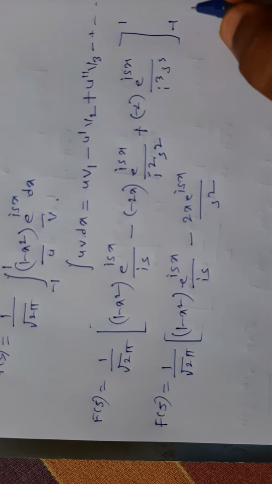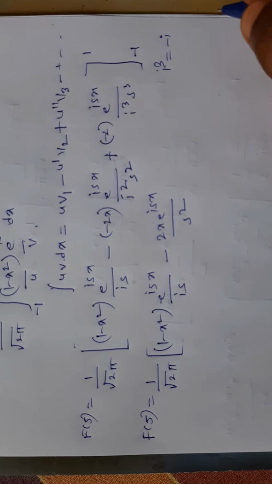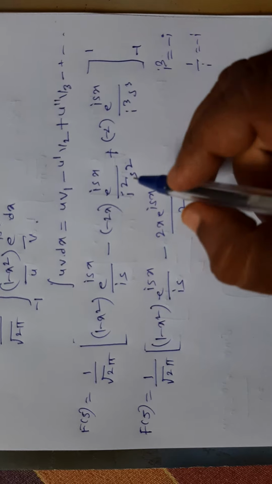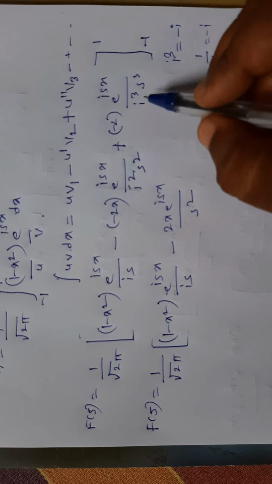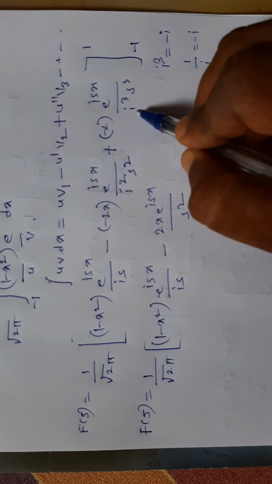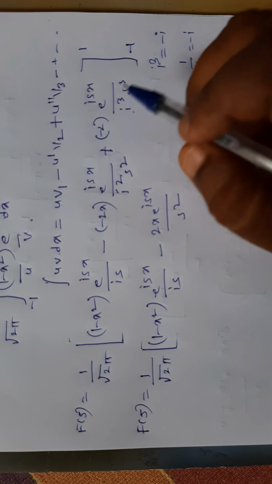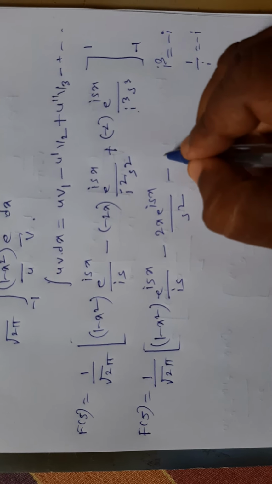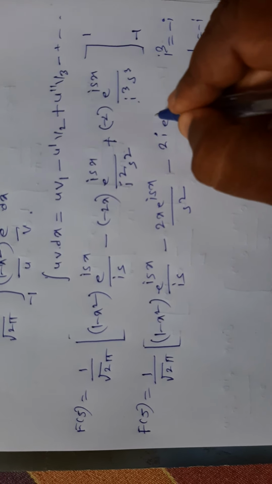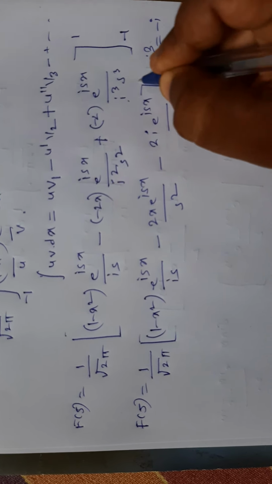Now i cube is nothing but minus i, and we also know that 1 upon i is nothing but minus i. So 1 upon i cube is nothing but i. Minus into minus becomes plus, and 1 upon i is minus i, so again it will become minus 2i e raised to isx upon s cube between the limits minus 1 to plus 1.